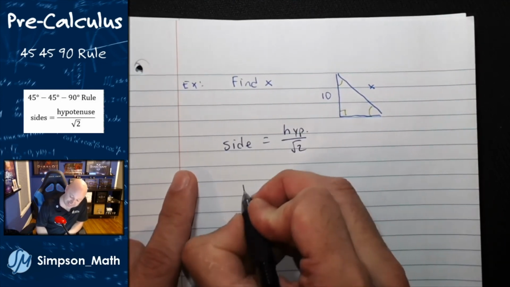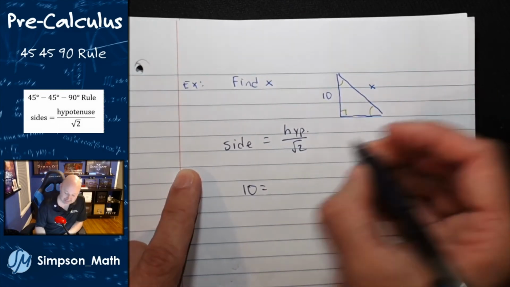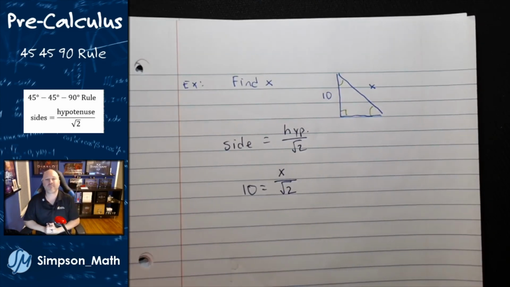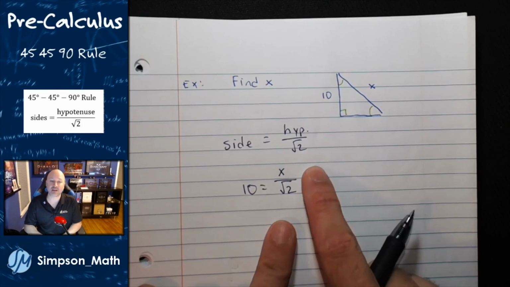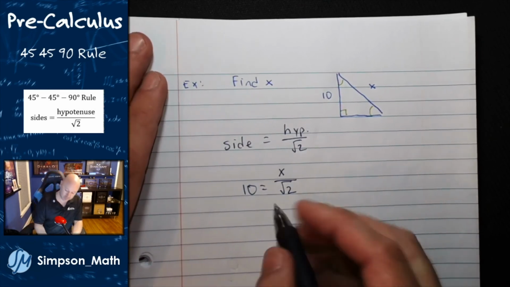So in this game, 10, the side, is equal to the hypotenuse divided by the square root of 2. So 10 is equal to the hypotenuse, which is x in this example, over the square root of 2. That's the 45-45 rule. And I can use this relationship to solve for x. I'm simply going to multiply both sides of the equation by the square root of 2.